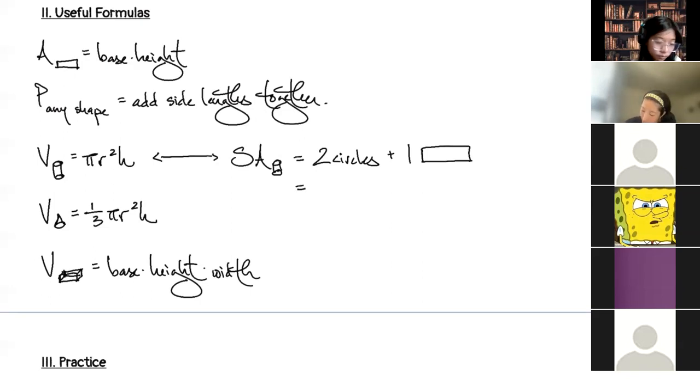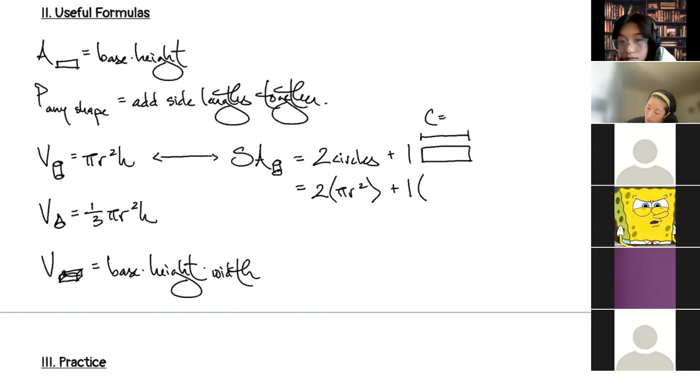Now, of course, that's not our formula, but that's sort of where the formula comes from, that we have 2 times the area of a circle, pi r squared, plus 1 times the area of this rectangle. And it turns out that we have this part, which is actually the circumference of the circle, and this part, which is the height. And so the area of that rectangle is 2 pi r h.